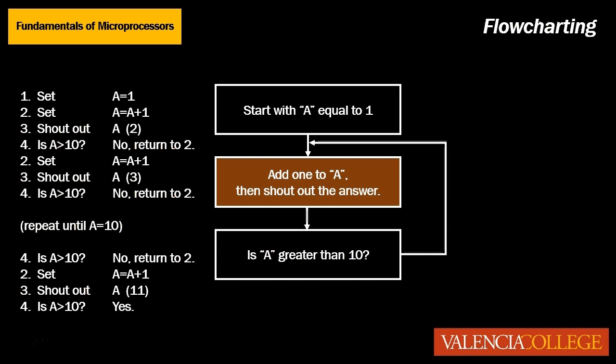Have you realized the 3 problems with the simple flowchart above? First, we don't shout out the answer until it has already been incremented to 2. So the shout out instruction is after the add instruction. Second, the challenge question, is A greater than 10, is after we've already looped back and added 1 to A, giving it the opportunity to reach 11.